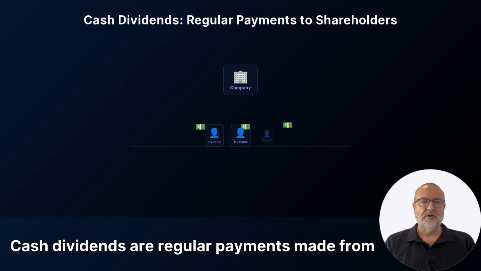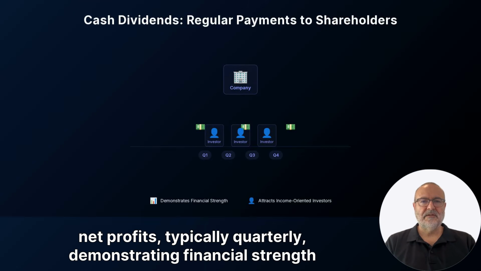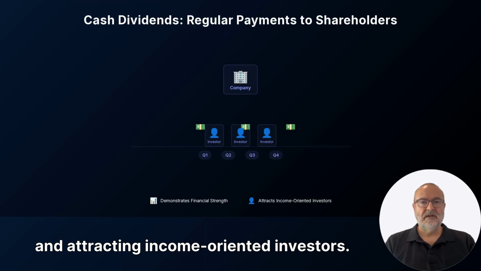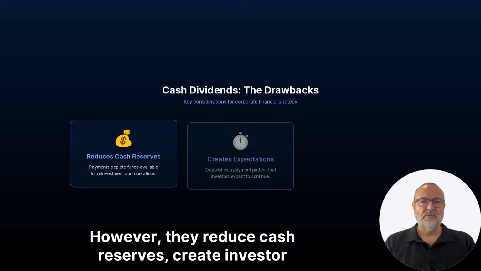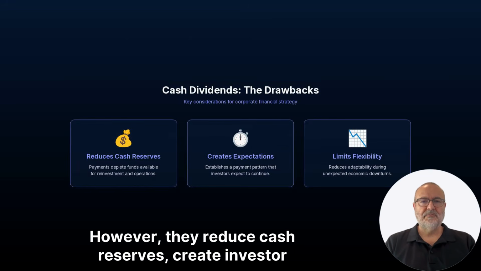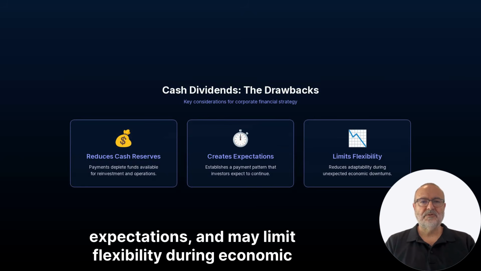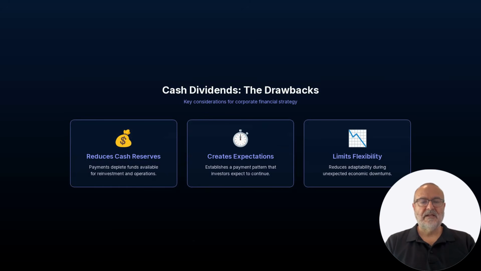Cash dividends are regular payments made from net profits, typically quarterly, demonstrating financial strength and attracting income-oriented investors. However, they reduce cash reserves, create investor expectations, and may limit flexibility during economic downturns.